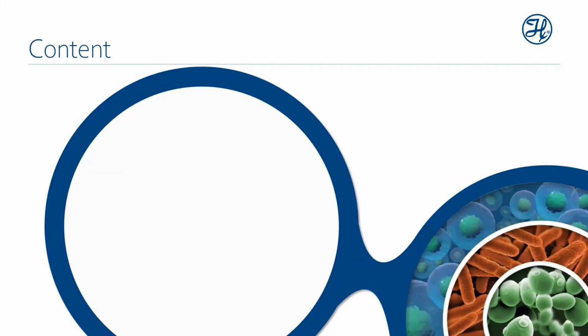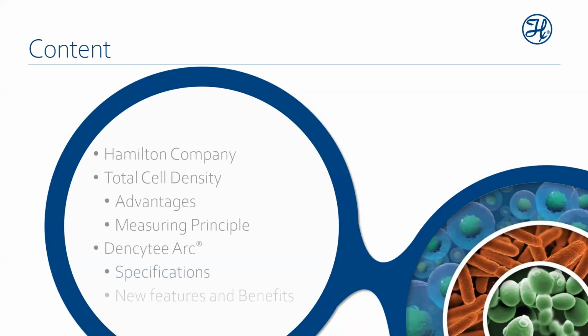So what are we talking about today? Well, I'll tell you a little bit about Hamilton Company, and then we're here specifically to talk about total cell density as a measuring principle, and then what Hamilton has in terms of a solution to try and improve this measurement within the process analytics field.